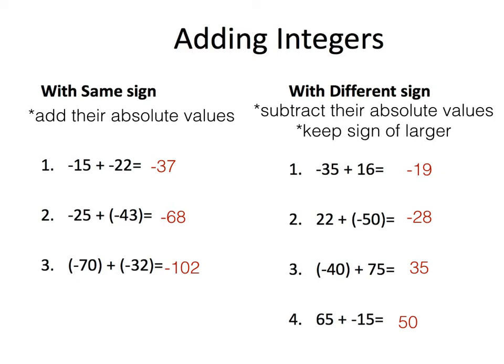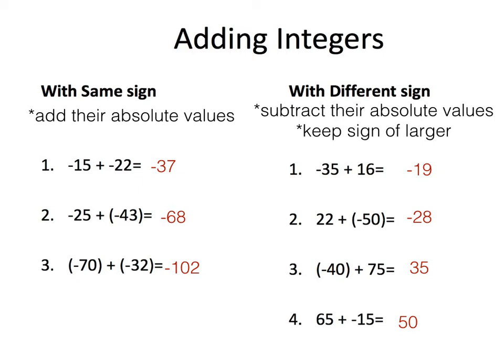When we add integers with different signs, we're going to subtract their absolute values and keep the sign of the larger absolute value. So for number 1, I have two different signs. I subtract 35 minus 16 and I get 19. 35 has a greater absolute value and it was a -35, so it's going to be a -19. Number 2, two different signs, subtract 50 minus 22 and get 28. The -50 has a greater absolute value. It's further away from 0, so I get a -28.